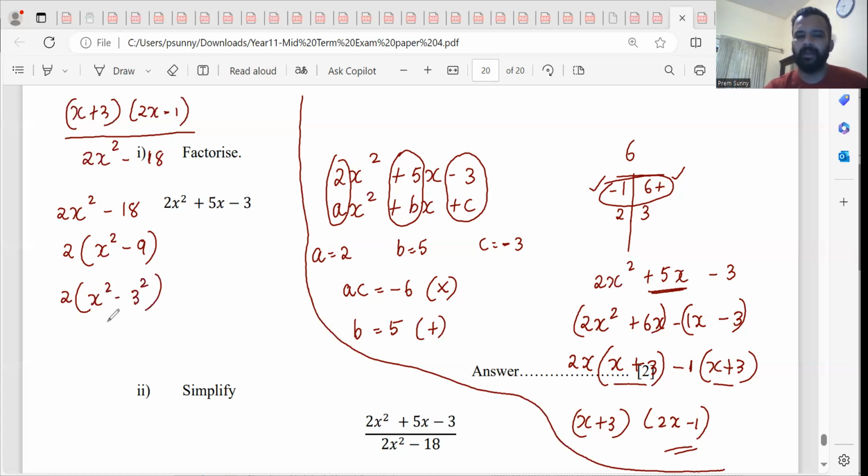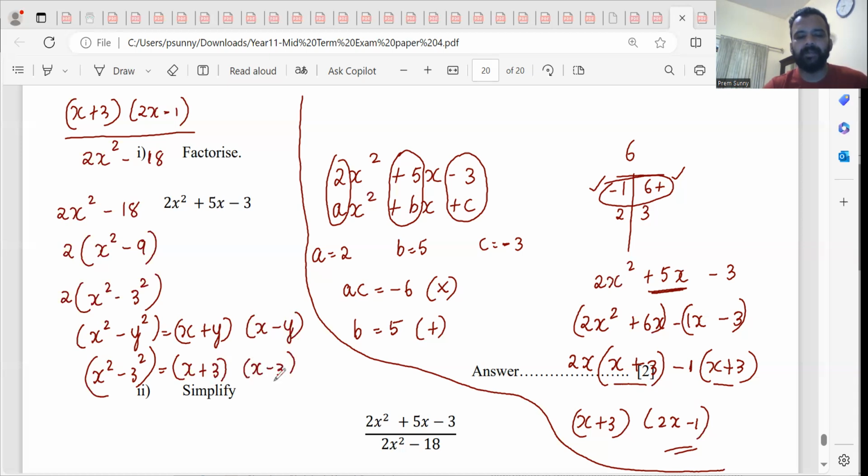9 is 3 square. We have studied one formula here from algebraic identities. X square minus y square. We know the formula is x plus y into x minus y. Now, what we have here is x square minus 3 square. Wherever we have y, I just have to replace it with 3. So my formula will become x plus 3 into x minus 3. This is just for x square minus 3 square.